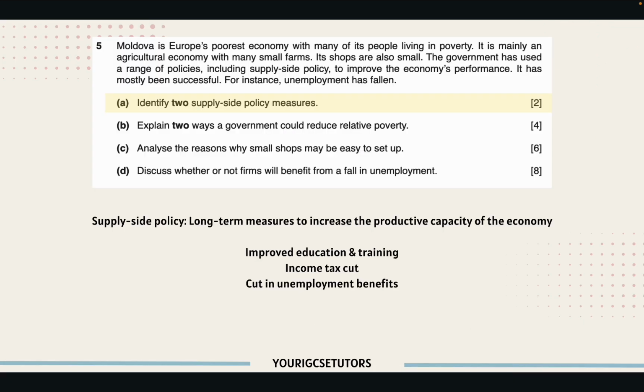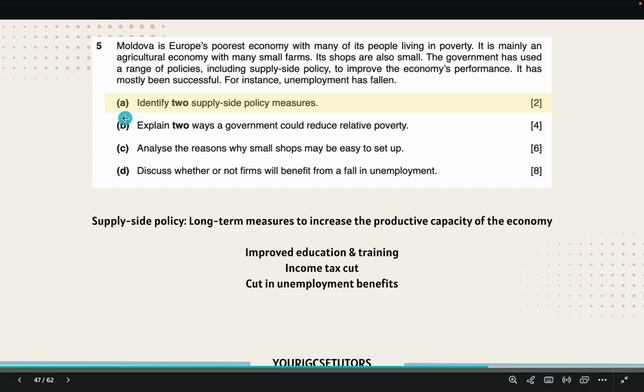Question 5. Moldova is Europe's poorest economy with many of its people living in poverty. It is mainly an agricultural economy with many small farms. Its shops are also small. The government has used a range of policies, including supply-side policy, to improve the economy's performance. It has mostly been successful. For instance, unemployment has fallen.